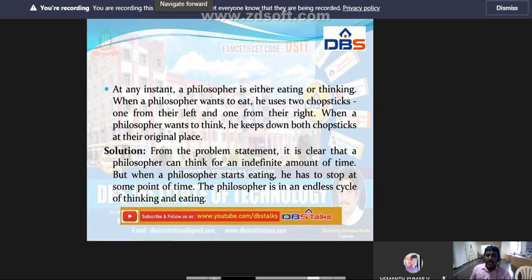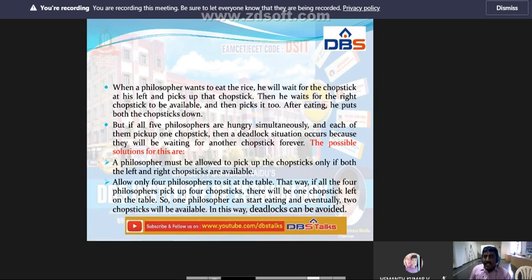When a philosopher wants to eat the rice, he will wait for the chopstick at his left hand and pick it up. Then he waits for the right chopstick to be available and then picks that too. After eating, he puts both of the chopsticks down. But if all five philosophers are hungry simultaneously and each of them picks one chopstick, then there is a situation called a deadlock. Deadlock occurs because they will be waiting for another chopstick forever. They don't get the second chopstick.